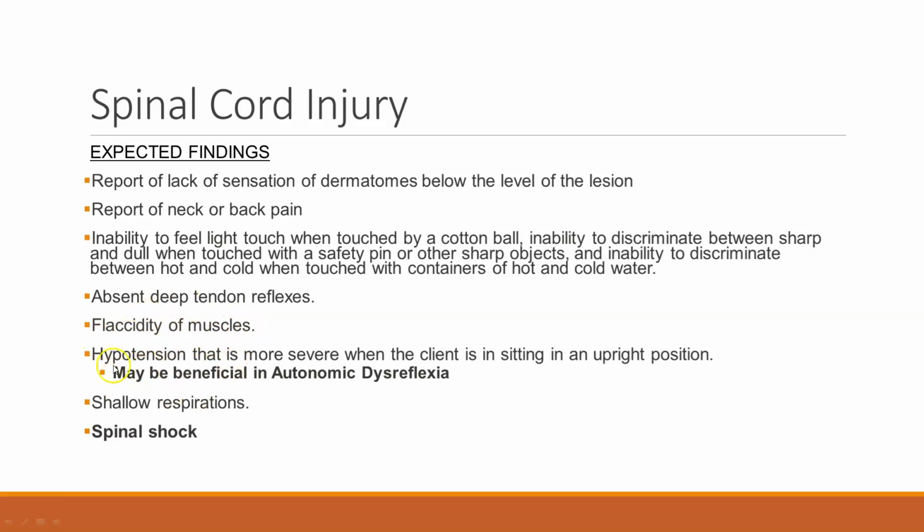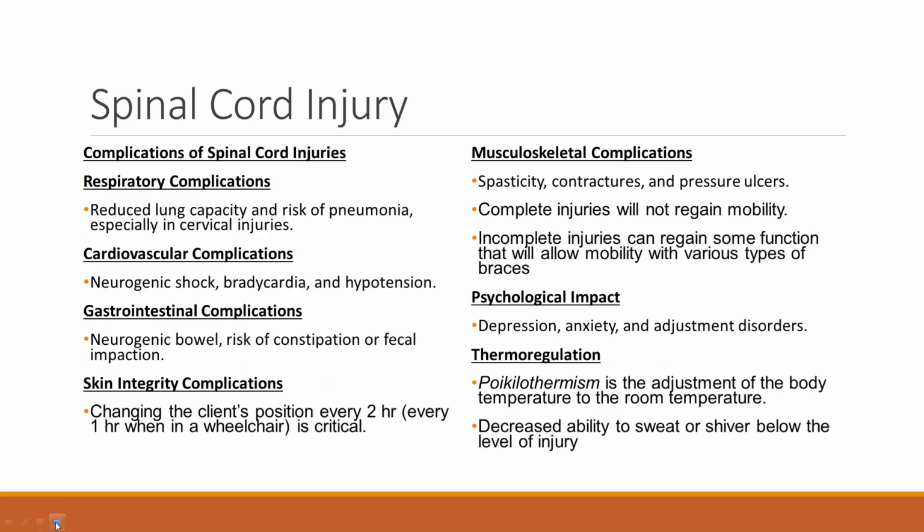Flaccidity of muscles, changes in blood pressure. And again, we're going to talk about shock, neurogenic shock, and autonomic dysreflexia. So hypotension that is more severe when the client is sitting in an upright position. Although, if my client is going to experience autonomic dysreflexia, we actually want them to sit up. Of course, shallow respirations, and then spinal shock, which we'll look at spinal shock versus neurogenic shock versus autonomic dysreflexia in a little bit.